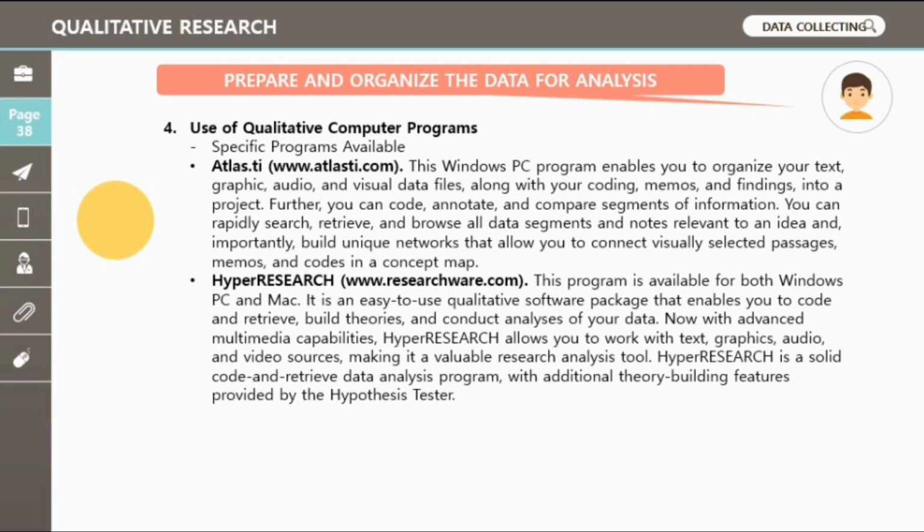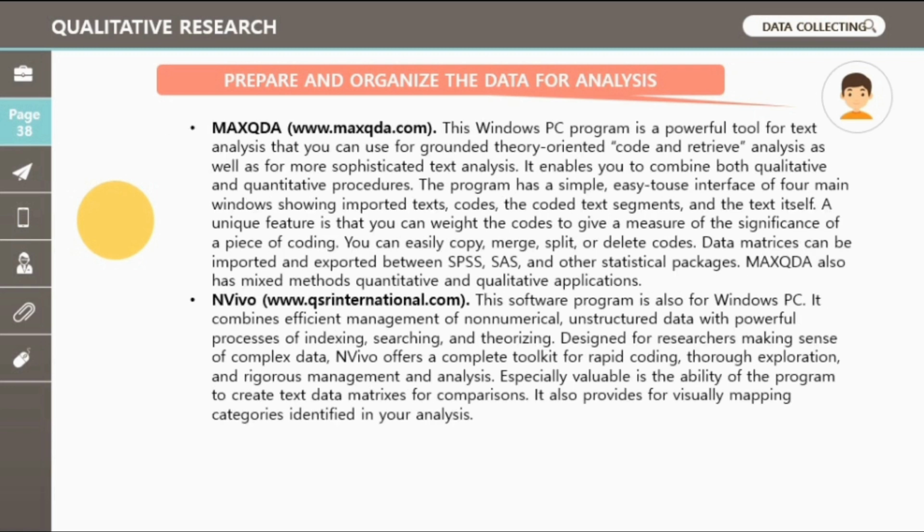For the second, HyperRESEARCH. This program is available for both Windows PC and Mac. It is an easy-to-use qualitative software package that enables you to code and retrieve, build theories, and conduct analysis of your data. For the third, MAXQDA. This Windows PC program is a powerful tool for text analysis that you can use for grounded theory-oriented code and retrieve analysis as well as for more sophisticated text analysis.